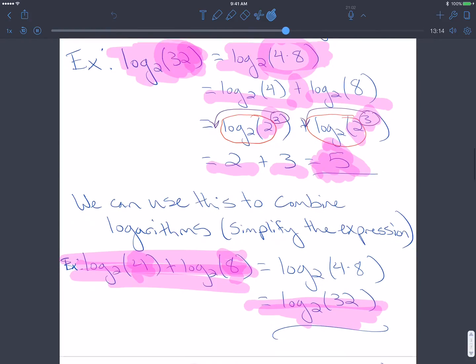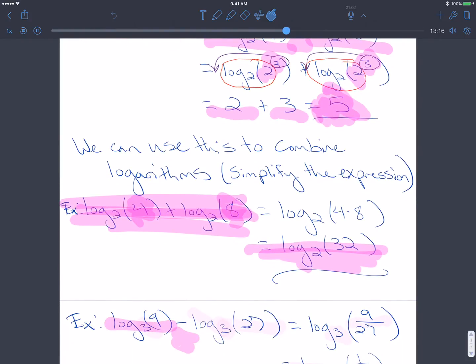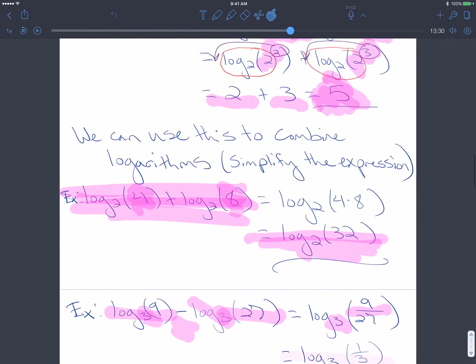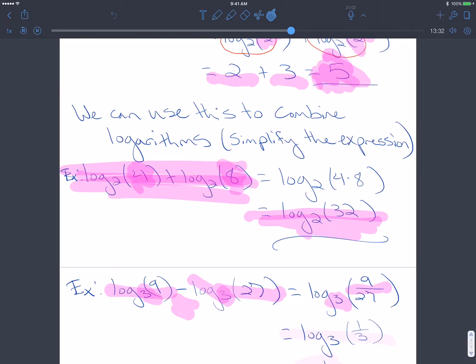So if I have log base 3 of 9 minus log base 3 of 27, then subtraction corresponds with division when we simplify. So that becomes a log base 3, since they have the same base, 3, of 9 over 27, which you can reduce that fraction to a log base 3 of 1 over 3, which, what is log base 3 of 1 over 3? That's 3 to the negative 1, so it corresponds to our exponent of negative 1.